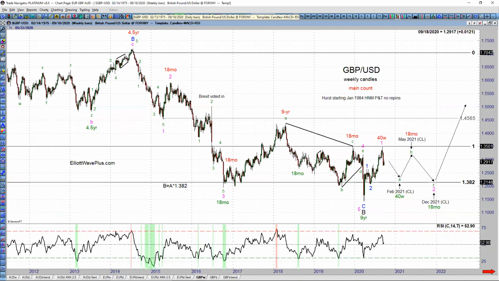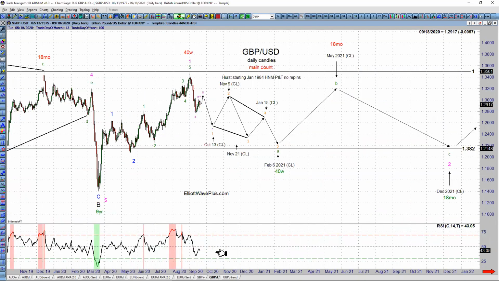British pound, I think it's giving a very bullish 1-2-1-2, but this next wave 2, I think, is going to last all the way to the end of next year. So generally, looking for a pullback on the British pound off this 40-week cycle peak down into this 40-week cycle trough due in February next.